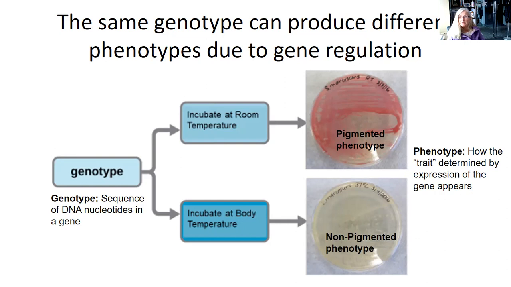So if you grow that bacteria and leave it in the room temperature incubator, you'll end up with this red, kind of cotton candy looking growth on the plate. If you incubate it at body temperature, it produces a non-pigmented phenotype. Same genotype. So the sequence of nucleotides does not change, but at one environmental condition, the pigmented phenotype is produced, and at a different environmental condition, it does not produce that pigment.